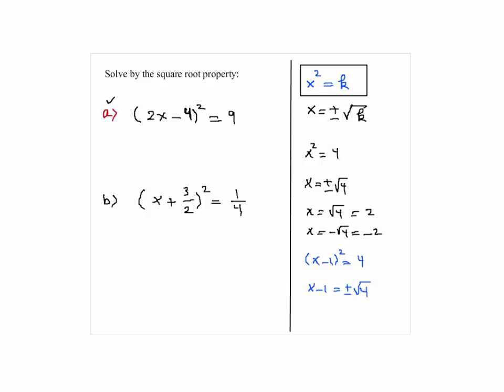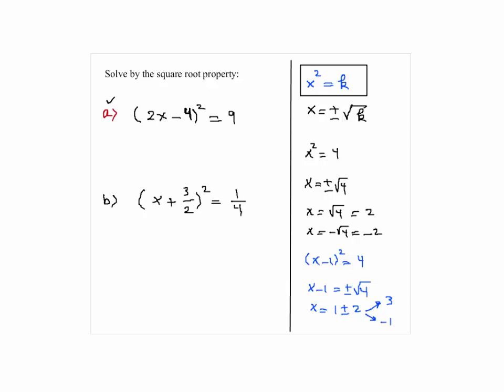Okay, so in this case x would be equal to, I would add 1 to both sides of the equation, plus and minus radical 4, which would be 2. So here would be your answers. X equal to 1 plus 2, which is equal to 3. X equal to 1 minus 2, which is equal to minus 1.